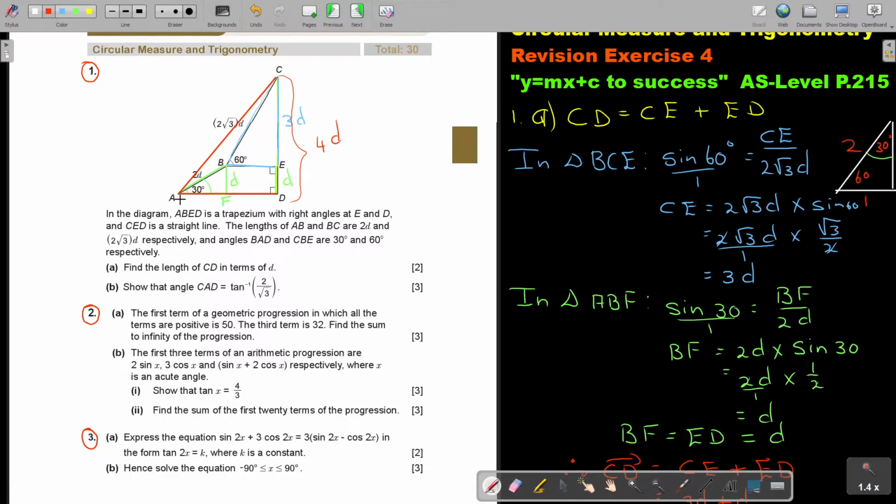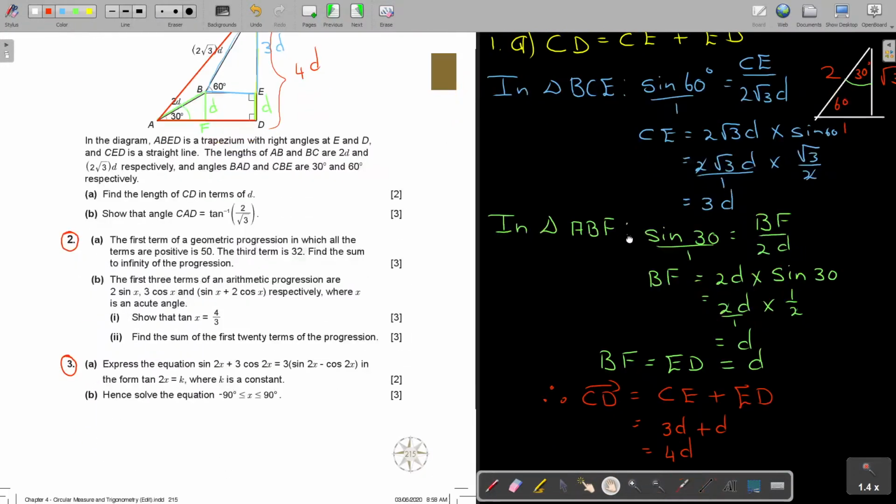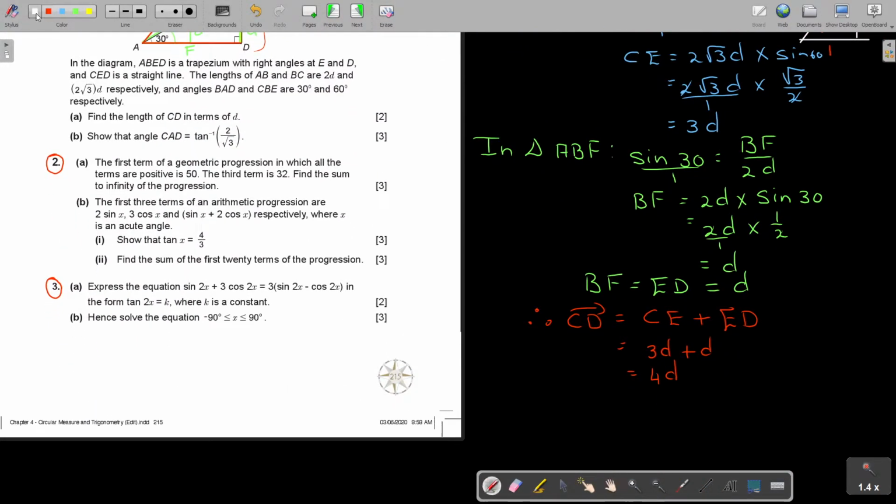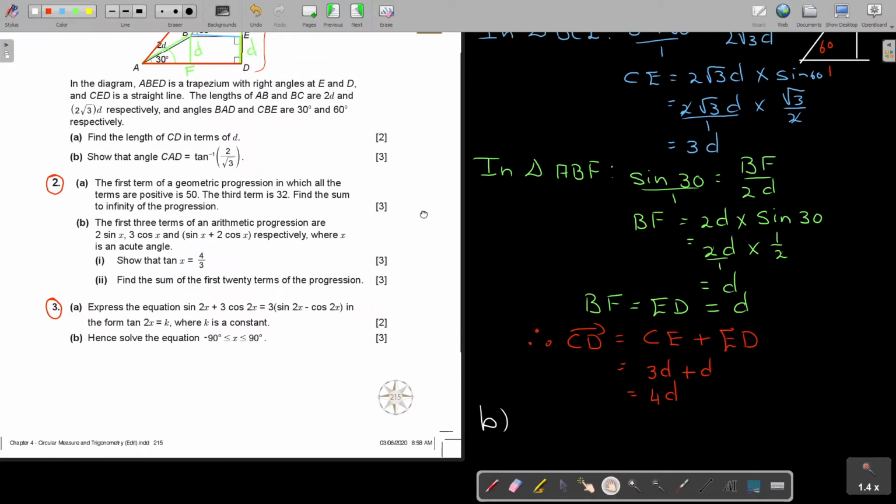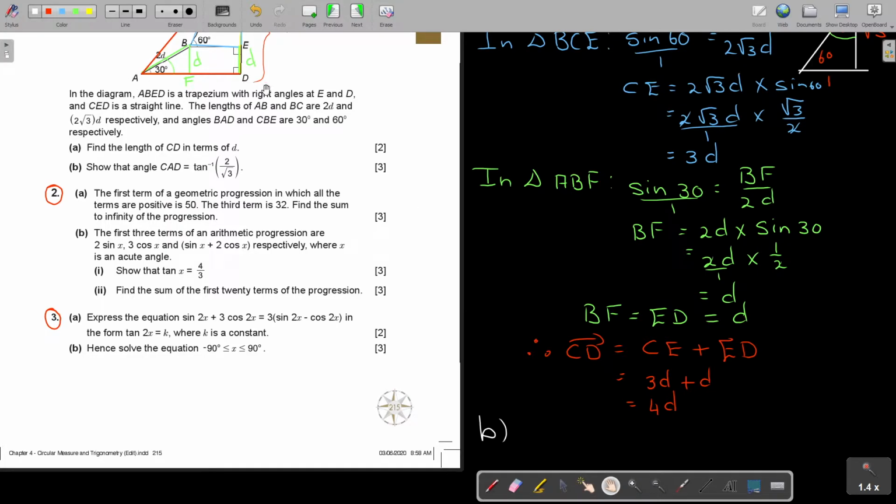But to find, and now I'm going to start again. Okay, let's go to number B. To find AD, so AD is equal to AF plus FD. Okay, now AF is not a problem. The problem is going to be FD, but I must know that FD is the same as BE.